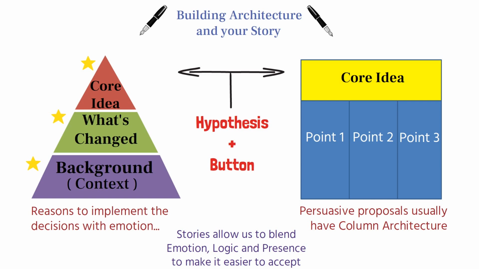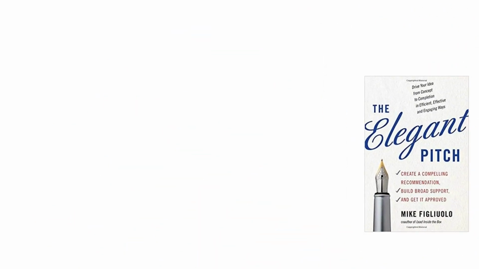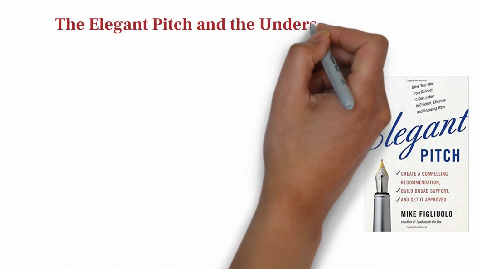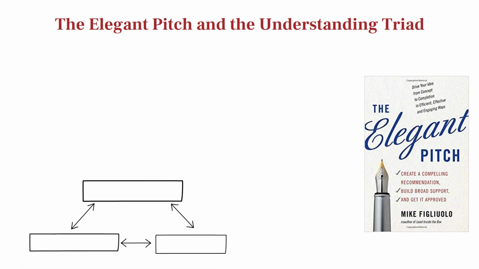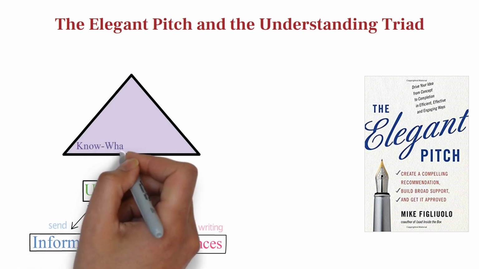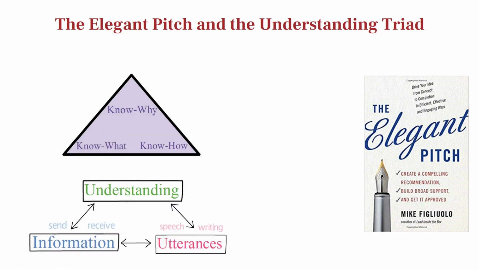So let's put this all together. We have the elegant pitch, and we've talked about how that works. And it works because it fits into our emergent model of communication. Real quick review here. Remember the emergent model of communication? We have information. We have utterances. That could be written word. That could be spoken word. And we use this to create understanding in our audience. How do we know we have understanding? We use the understanding triad: the know what, the know how, and the know why.